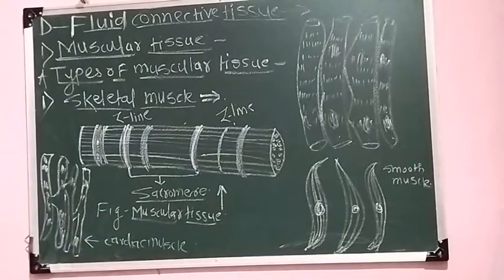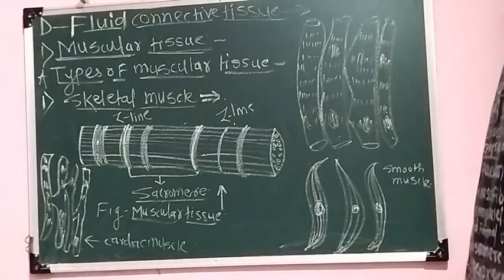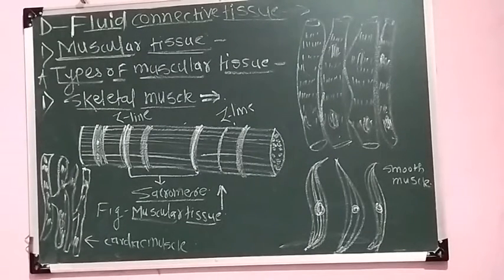The cells of muscular tissue are elongated, that's why these are called muscle fibers. So these are elongated cells. Each muscle fiber is covered with a covering that is called a sarcolemma, and the cytoplasm present in these is called the sarcoplasm. Okay, sarcolemma and the sarcoplasm.